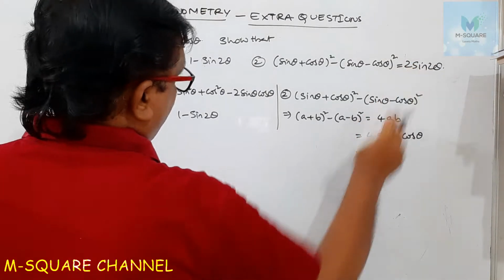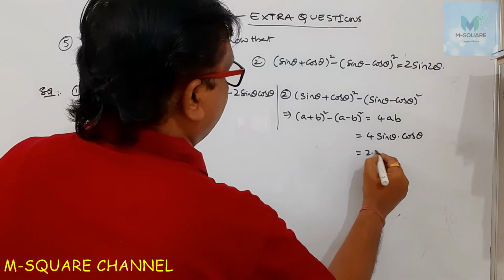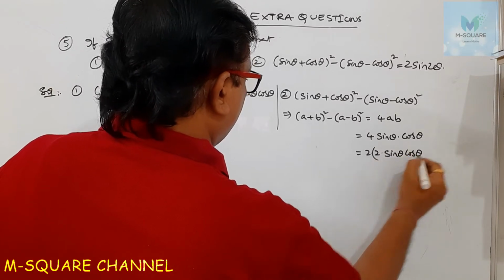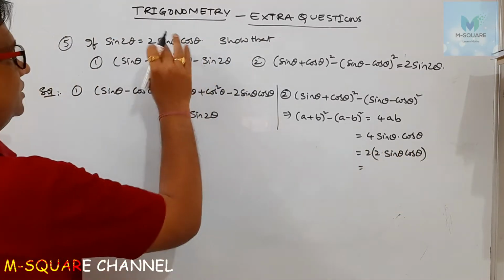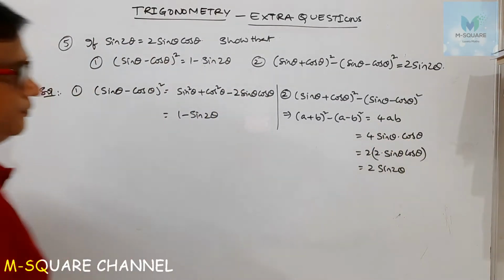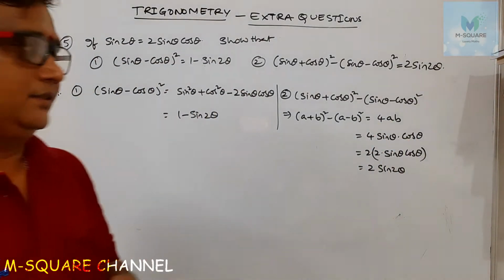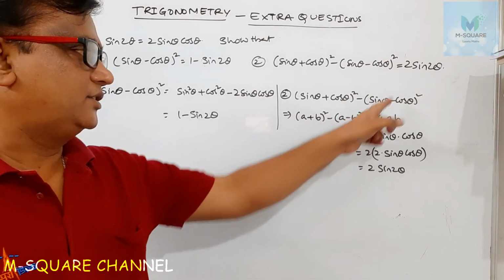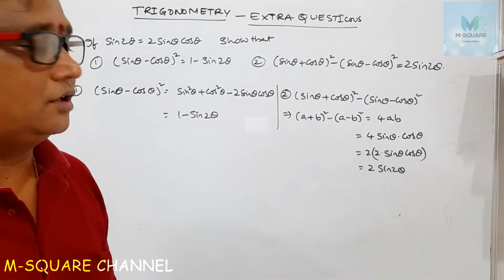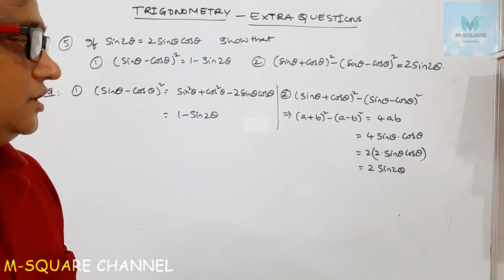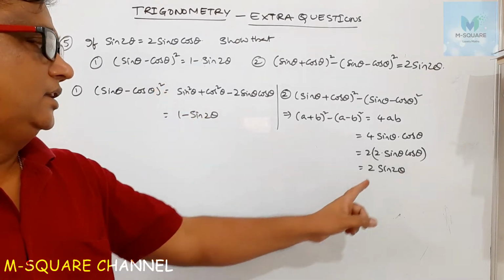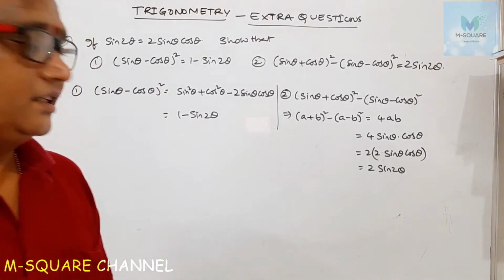But the answer is 2 sin 2 theta. So you can write it as 2 into sin theta cos theta. 2 sin theta cos theta is sin 2 theta, so that is 2 sin 2 theta. You can do it like this. (a plus b) whole square minus (a minus b) whole square means the 4ab formula. So 4ab means 4 into sin theta into cos theta, so 2 into 2 sin theta cos theta. 2 sin theta cos theta means sin 2 theta, as already given. So that is 2 sin 2 theta.